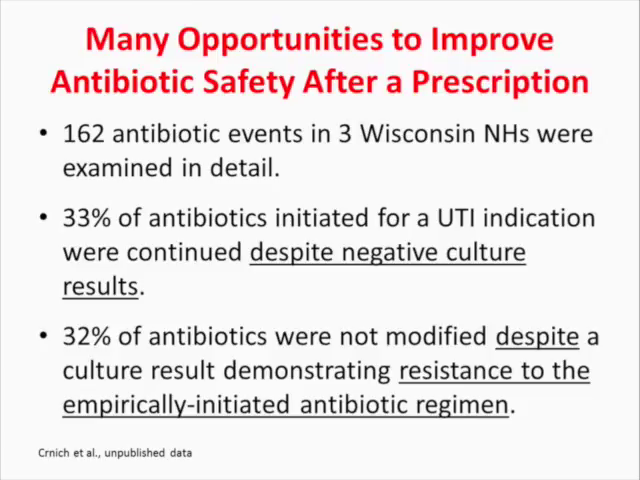This is data from several Wisconsin nursing homes that looked at 162 prescribing events for urinary tract infections. And what we found was that 33% of the antibiotics that were started for a UTI indication were continued despite urine culture results subsequently coming back as negative. So in another third of antibiotic courses started for UTI, we found that the antibiotics were never changed despite the urine culture showing that the bacteria recovered was resistant to the empirically initiated antibiotic.